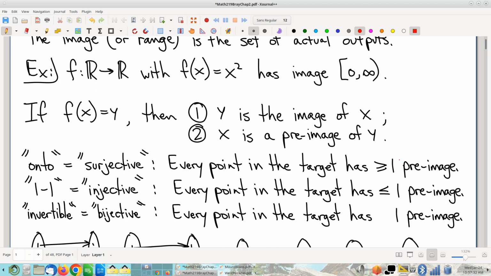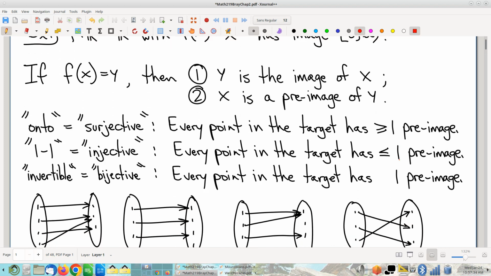Now a little bit more lingo. When you have a function, right, that takes an input and gives an output, what comes out?